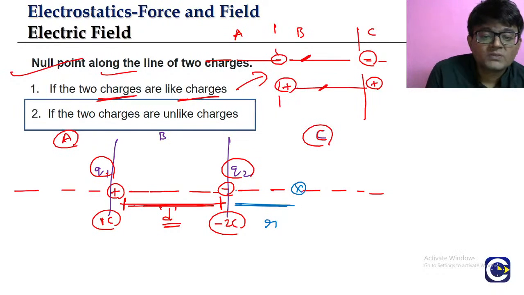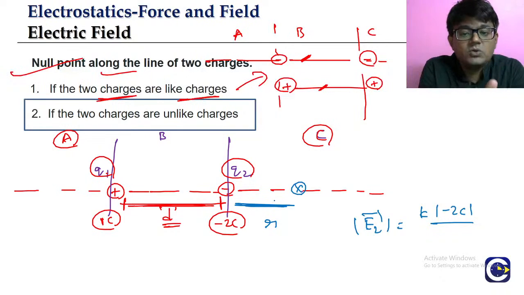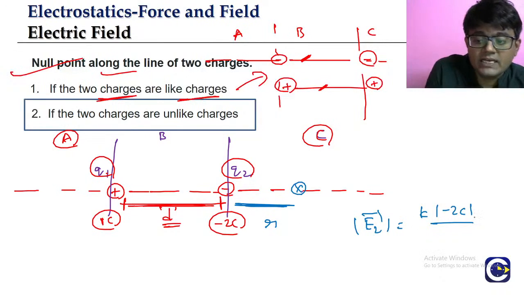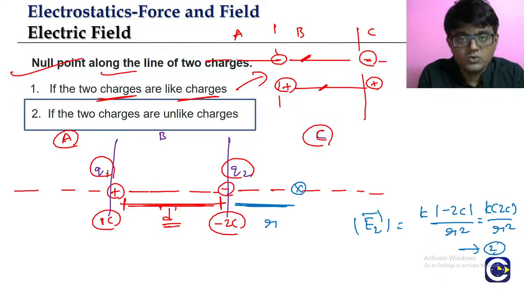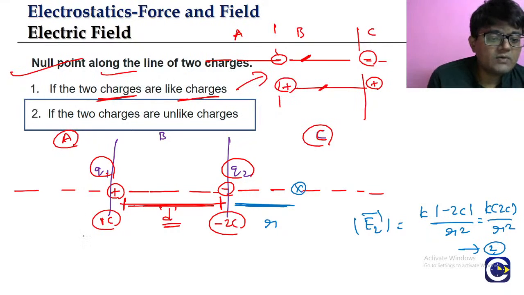Now look, what will be the magnitude of E2? k into modulus of minus 2 coulomb divided by the distance. What is the distance from the Q2 charge to that particular location? It is r, so r square comes. So it is k into 2 coulomb by r square. Keep this as equation 2, because we are referring to E2.